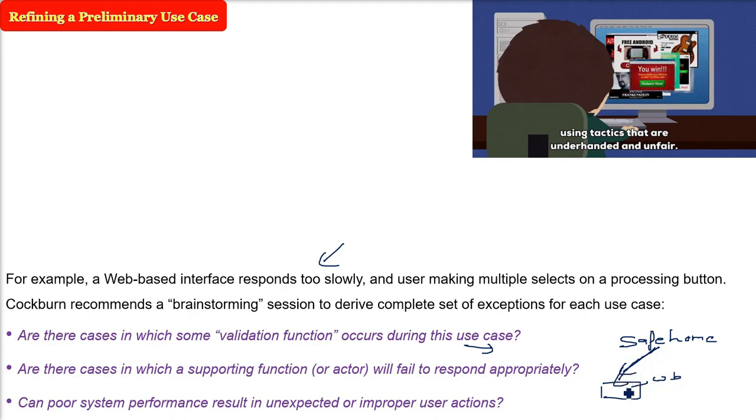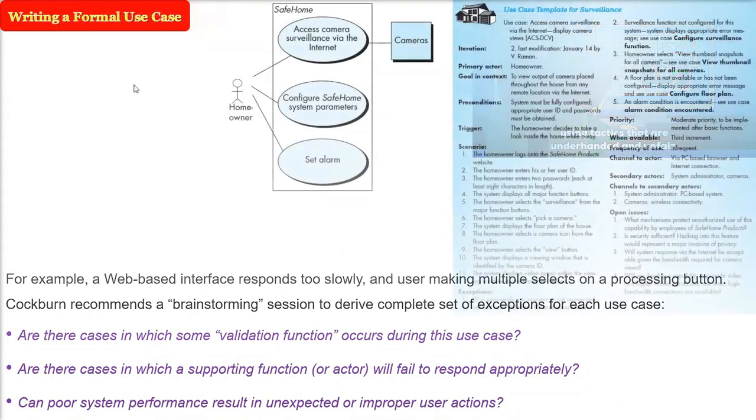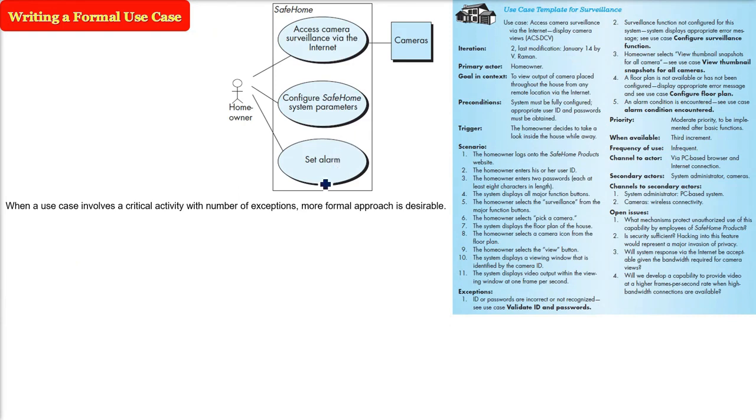Etc. So you have to see that also. Now, how to write a formal use case? Because a use case, if it is involving critical activity where we have a number of exceptions, we need to have a formal approach. This is the template we have to use.